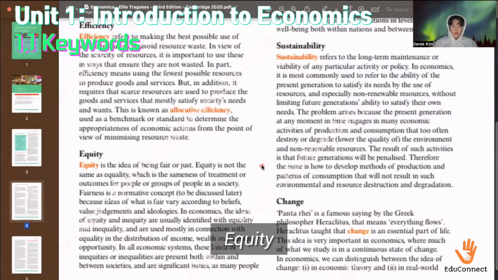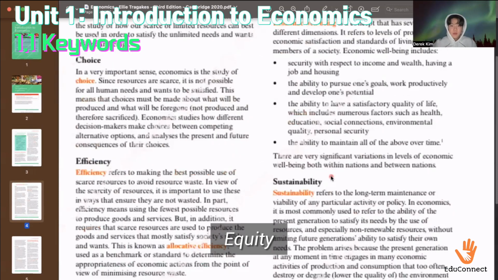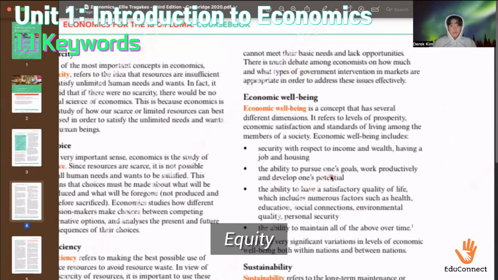Yes. So in all economic systems, these kinds of inequities or inequalities are present both within and between societies and are significant issues as many people, right over here, cannot meet their basic needs and lack opportunities. There is much debate among economists on how much and what types of government intervention in markets are appropriate in order to address these issues effectively.